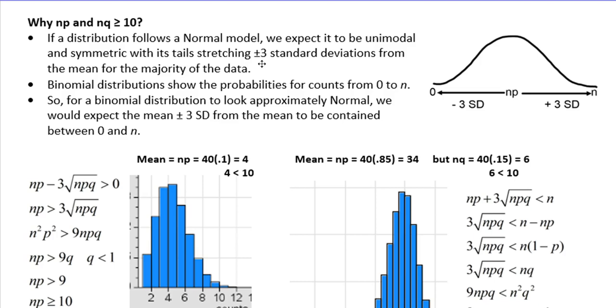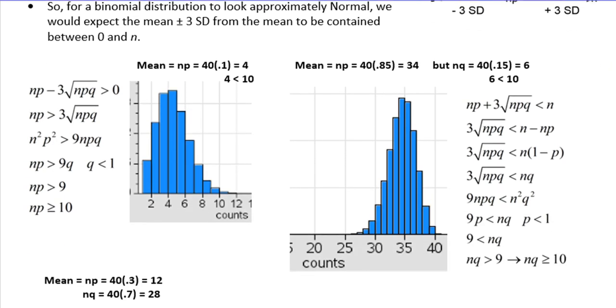Binomial distributions show the probabilities for counts from 0 to n. So if this were 0 and this were n, we would expect the binomial distribution to be centered at np, the mean of a binomial distribution, and have 0 be about 3 standard deviations below np and n be about 3 standard deviations above np. So let's set that up then as a formula.